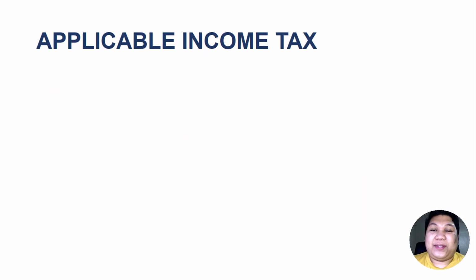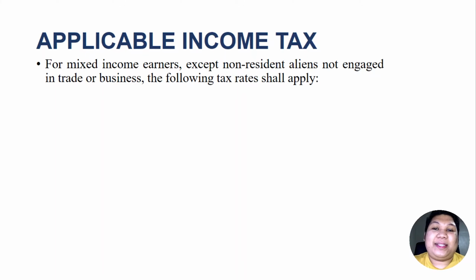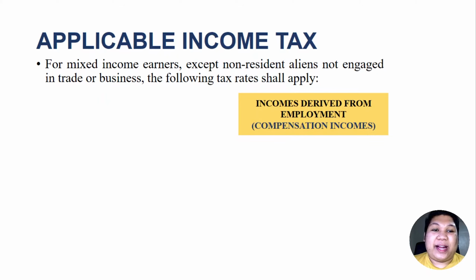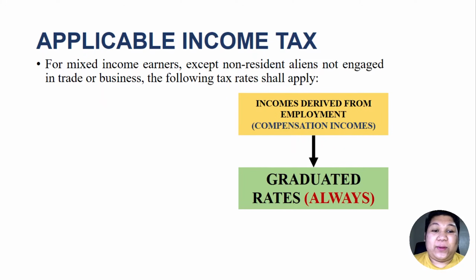The applicable income tax rates for mixed income earners exempt non-resident aliens not engaged in trade or business, because as we know, these non-resident aliens not engaged in trade or business are subject to 25% final tax rates. So if you are a mixed income earner other than a non-resident alien not engaged in trade or business, the following tax rates shall apply to you. Incomes derived from employment, or your compensation income such as your basic salary or wages, allowances, or any other benefits or remunerations arising from employment, are always subject to graduated rates.